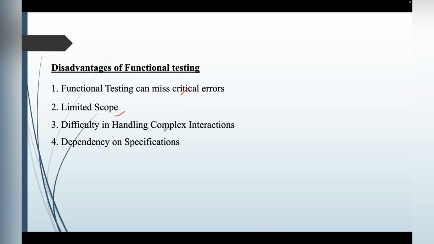Then we have the difficulty in handling complex interactions. In complex systems, interactions between different components or modules may be challenging to test comprehensively. Then dependency on specifications. The effectiveness of functional testing depends heavily on the quality and completeness of the requirements as well as specifications provided.